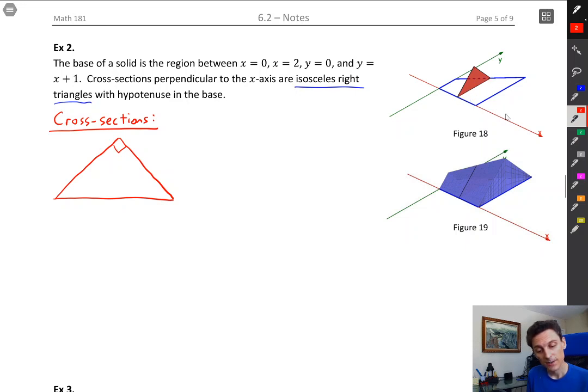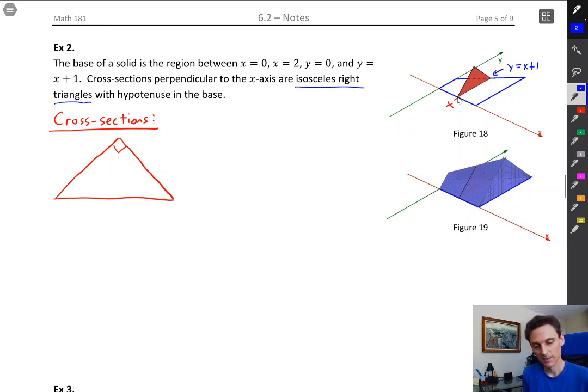So we're going to be able to figure out, given an x value that the cross-section is at, exactly how long that hypotenuse is. We'll get a formula for how long these hypotenuses are. And one of the things that'll help out is noting that this curve here is the y equals x plus 1 curve. So if we think about this distance from the x-axis up to that y equals x plus 1 curve, that distance is just going to be x plus 1, right? It depends on what x is. That distance depends on what x is.